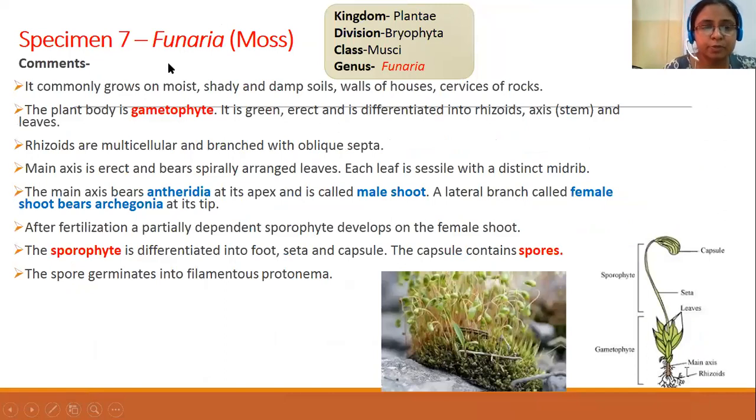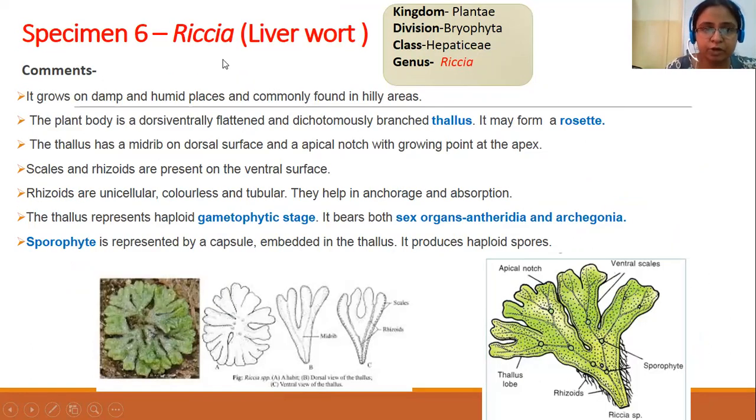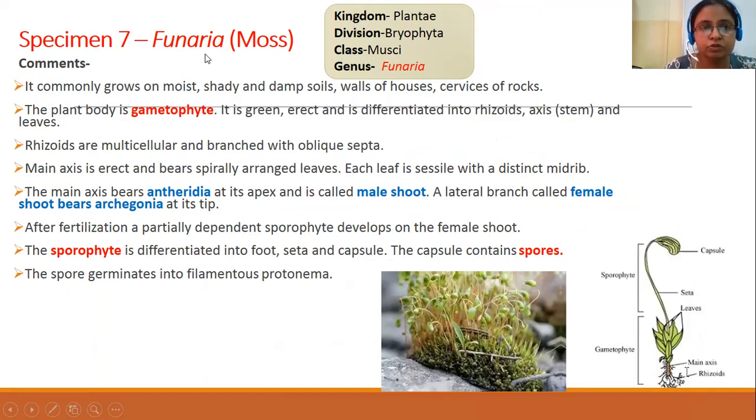So now the next specimen is the Funaria, that is a moss. Now see this bryophyte, under this bryophyte the two further subgroups are included, that is the liverworts and mosses. Fine. So Funaria moss belongs to the kingdom Plantae. Division is the Bryophyta, same division to which Riccia belongs. Here you can see class is the Musci and the genus is Funaria, commonly we call it the moss.